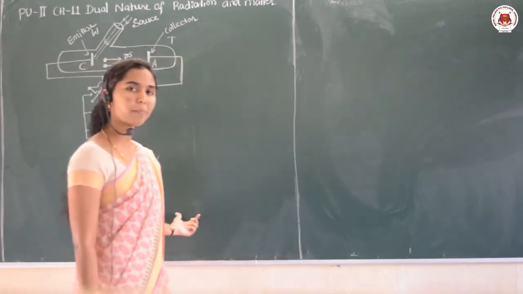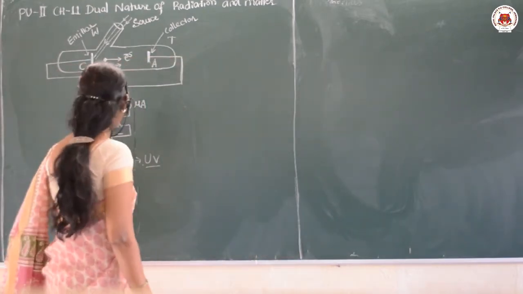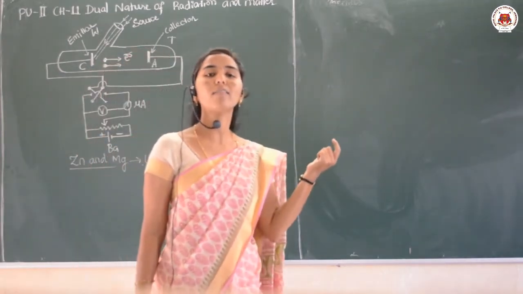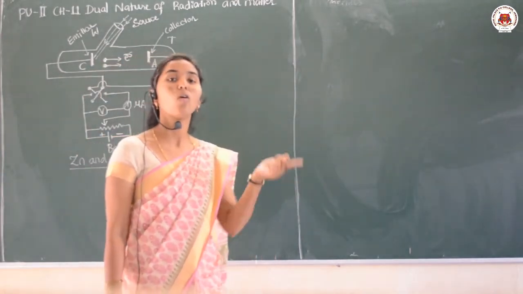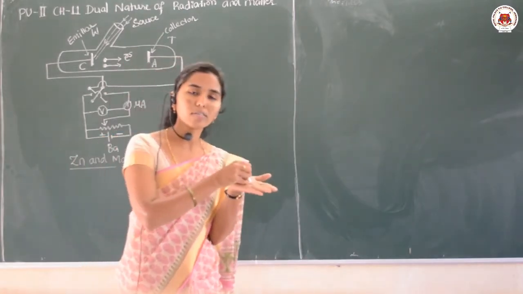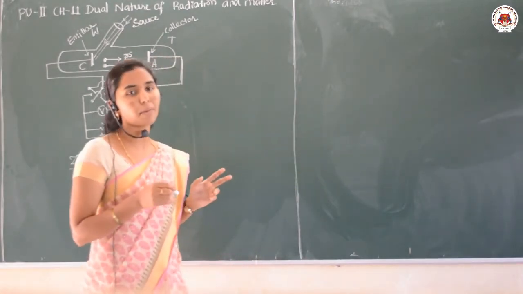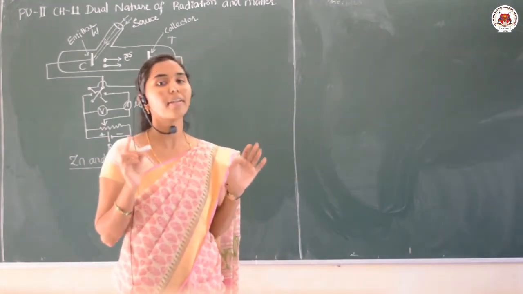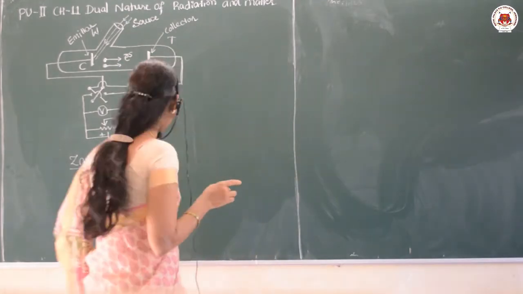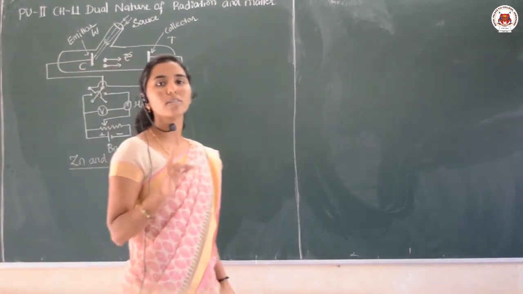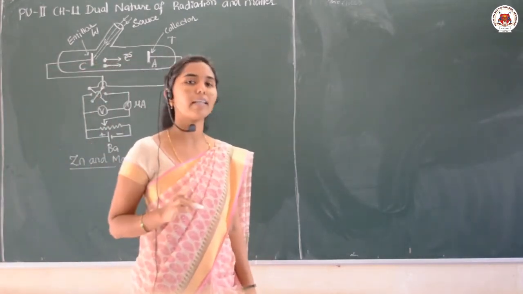What does it mean? If zinc and magnesium are photosensitive for ultraviolet radiation, it means that when ultraviolet radiation falls on the surface of zinc or magnesium, only then are the photoelectrons emitted. So that is what we call zinc and magnesium being photosensitive for ultraviolet light.